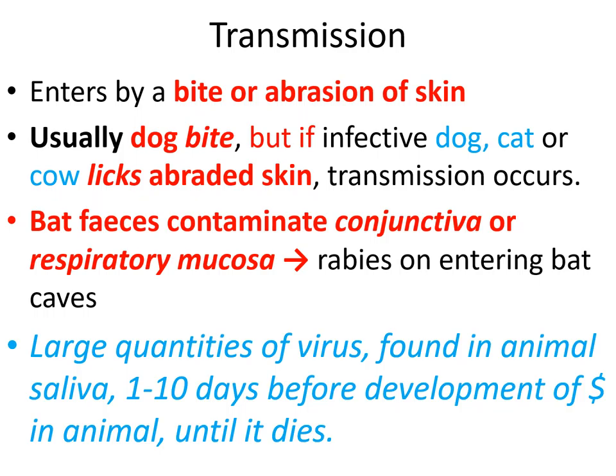Transmission of rabies: the virus enters by a bite or abrasion of skin, usually a dog bite. But if an infective dog, cat, or cow licks abraded skin, not only bite, transmission occurs. Bat feces contaminate conjunctiva or respiratory mucosa, leading to rabies on entering bat caves. So when a human enters bat caves, he can get rabies by contaminating conjunctiva or respiratory mucosa.